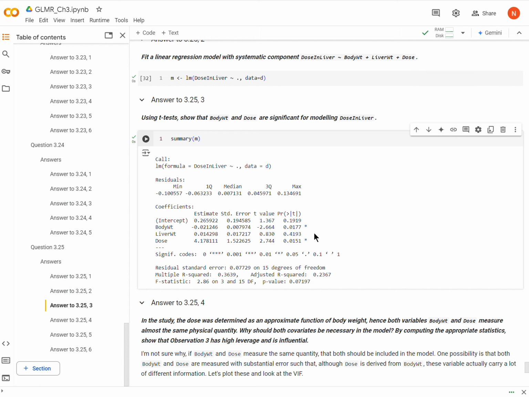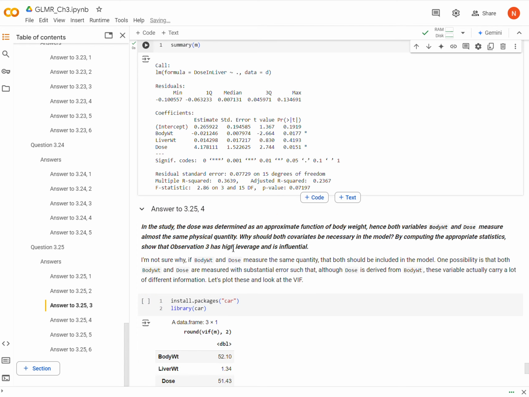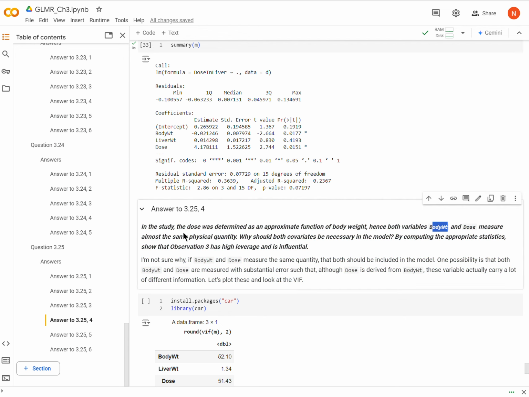Now, in part 4, it says, in the study, the dose was determined as an approximate function of body weight, which we've already stated. Hence, both variables, body weight and dose, measure about the same quantity, they carry the same information, presumably. Why should both covariates be necessary in the model? By computing the appropriate statistics, show that observation 3 has high leverage and is influential.